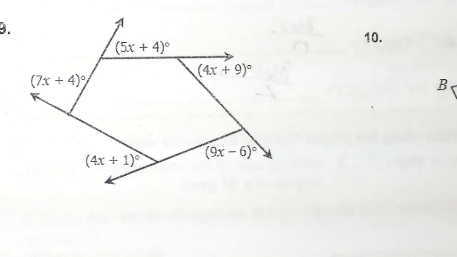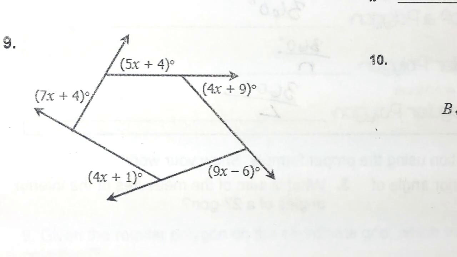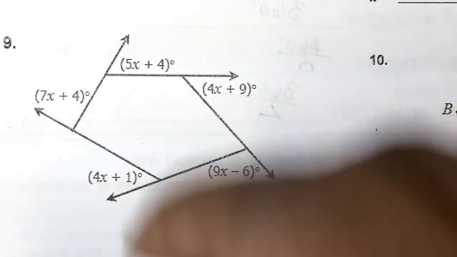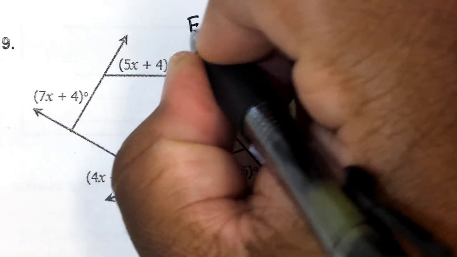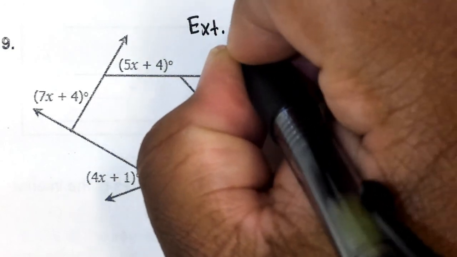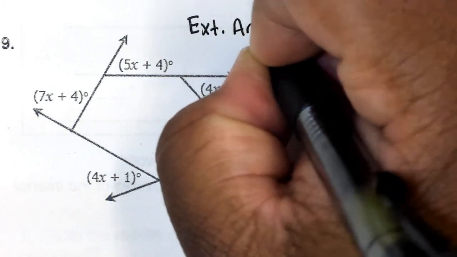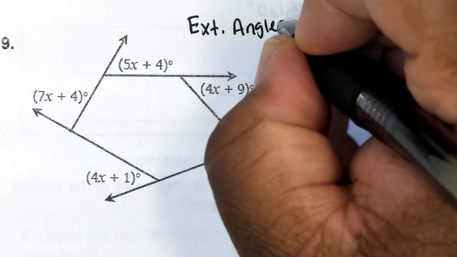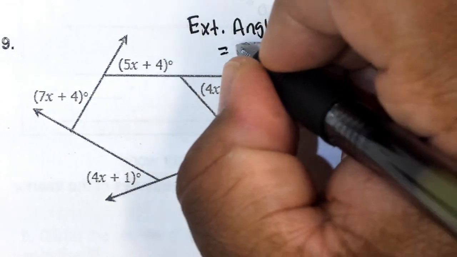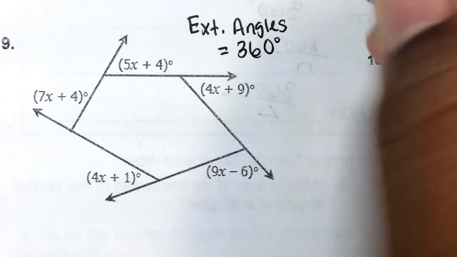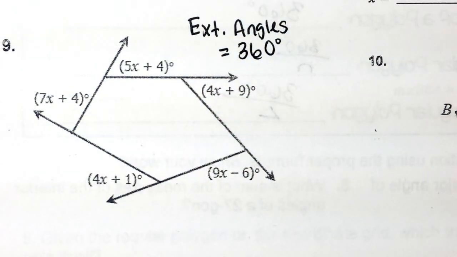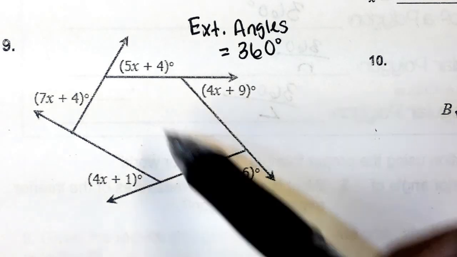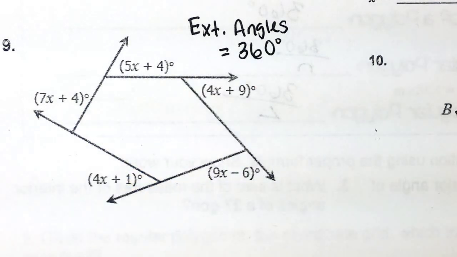Look at number 9 real quick. Number 9, these are all exterior angles. They want us to solve for x. Billy, I ask you again, these are exterior angles. So what am I going to set these angles equal to? 360. I'm going to set these equal to 360. There's no calculation I need to do. Anytime you see exterior angles, understand they add up to 360. Set those all equal to 360, solve for x.